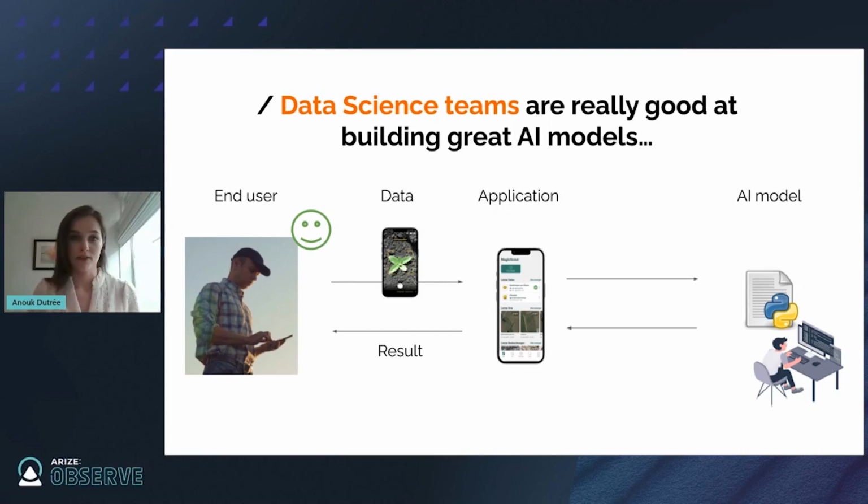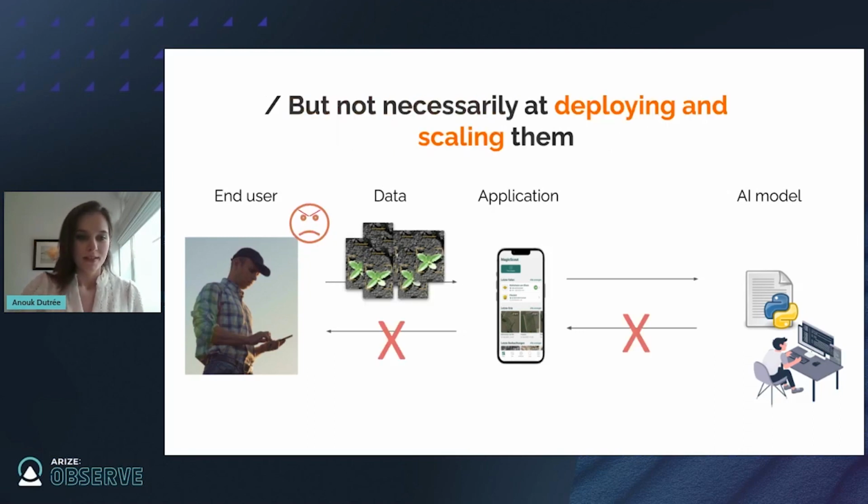And the thing they found out is that data science teams are really good at building great AI models, and their model worked really well. But the problem was that they were not necessarily that good at deploying and scaling them. So they've got the first part, but what happens when you've got all these farmers worldwide sending so many images to that model? Can that model then still also handle that? Maybe 1 per hour is fine, but what if it becomes hundreds per second? Can you then also scale it up?